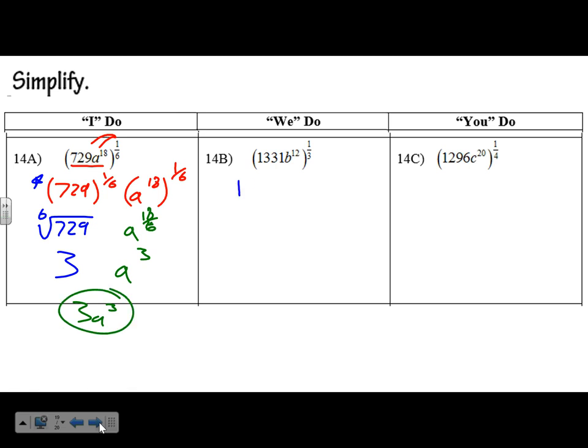Again, same thing here. 1331 raised to the 1/3. B to the 12th raised to the 1/3. That's the third root of 1331. And if you skip that step and just do it in your calculator, I'm totally fine with that. That is 11. And then this ends up being b to the 12 over 3, which is b to the 4th. So 11, b to the 4th.